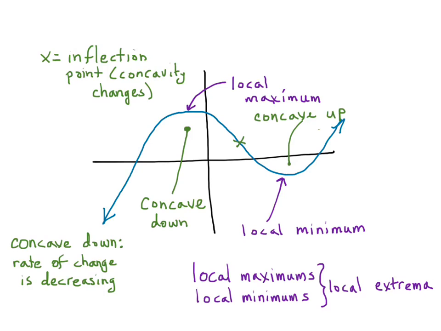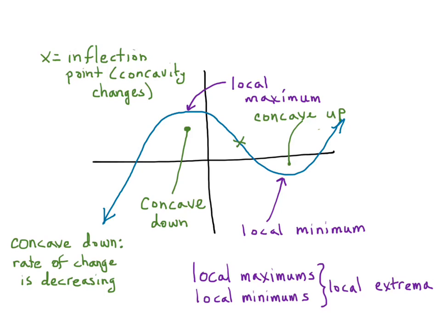Okay, so think about what concave down means. That means that the rate of change is decreasing. That doesn't necessarily mean that you're decreasing. For example, this is concave down on this side. The function is increasing, but the rate of change is slowing down. So with concave down, the rate of change is decreasing.